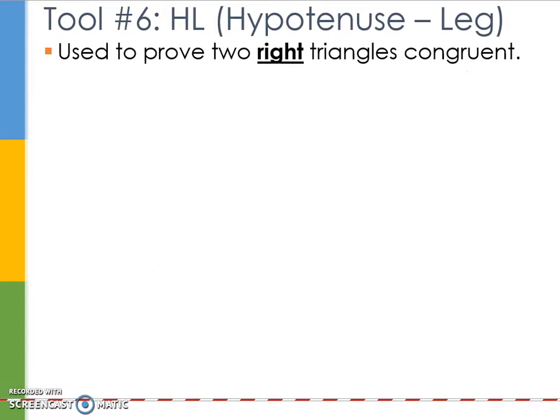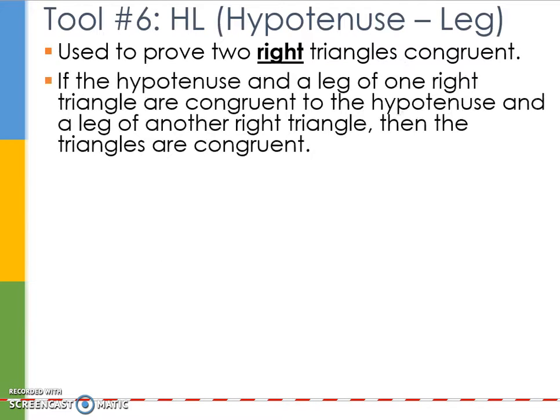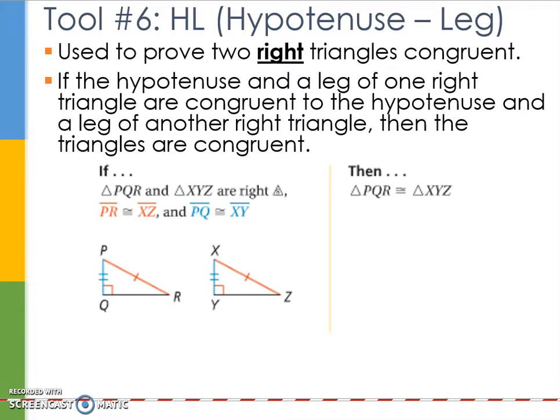So we're going to look at another tool, number 6. So we had another extra tool just for right triangles only. So please fill this out. Tool number 6 is called HL, hypotenuse leg. H stands for hypotenuse, which is the slanted side. Leg is the straight line here.